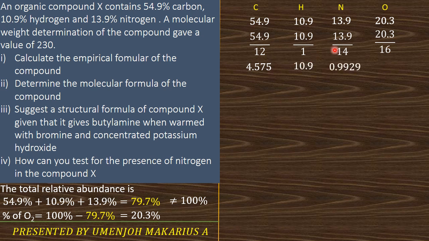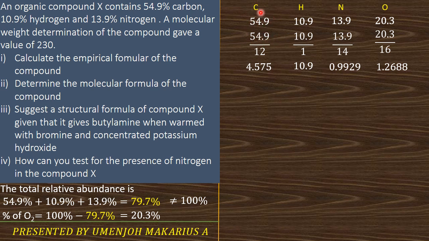Then dividing 13.9 by 14, we have 0.9929. This is to 4 decimal places. If you want 3 decimal places, this is going to be 0.993. Then for oxygen, we simply have 1.2688. Good. So friends, these values we have here are the moles, because we simply took the percentage by masses that we had.